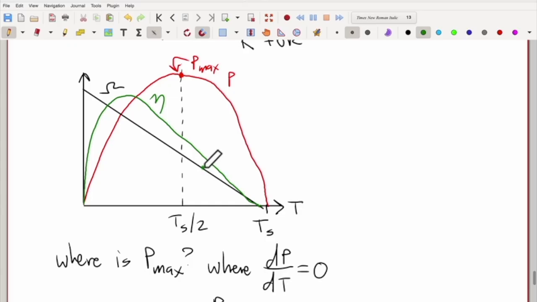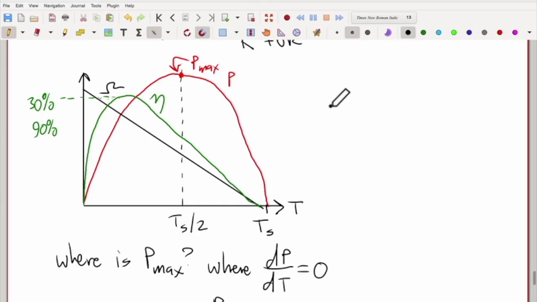This is anywhere from 30% for small motors to maybe 90% for large motors, depending on the size of the motor. Smaller motors tend to be less efficient. Okay, so that's efficiency.